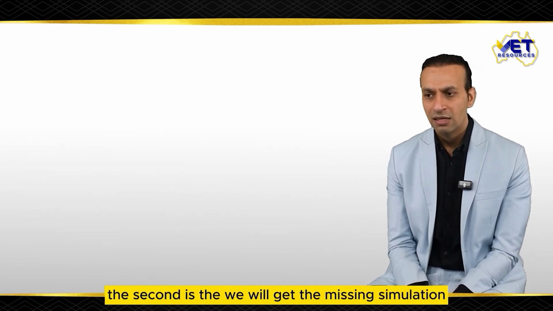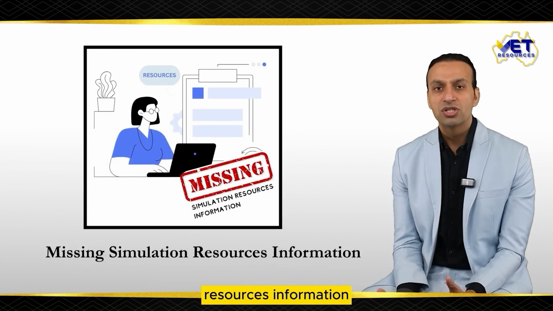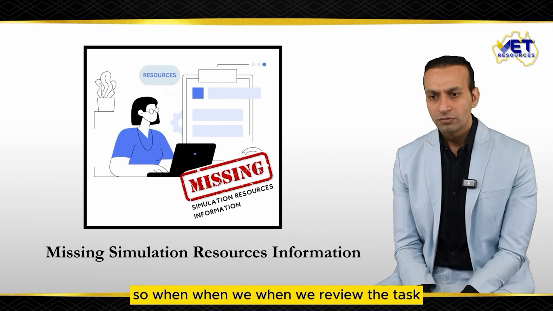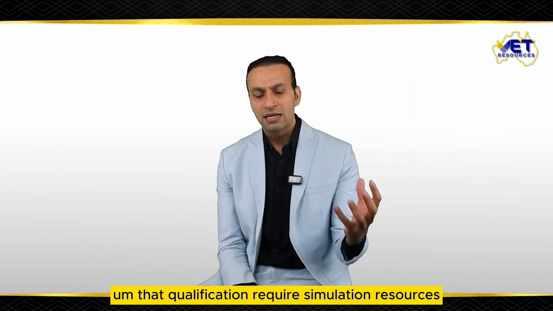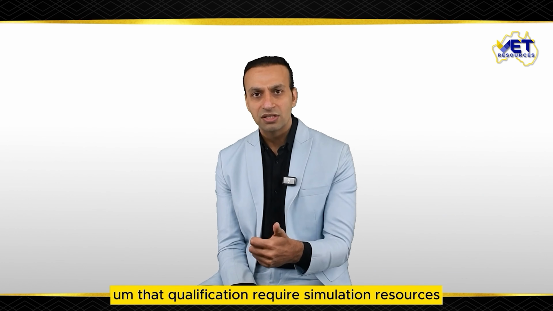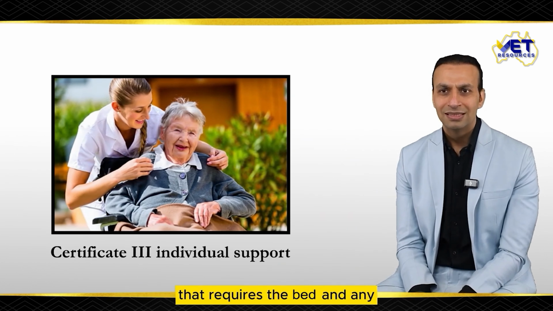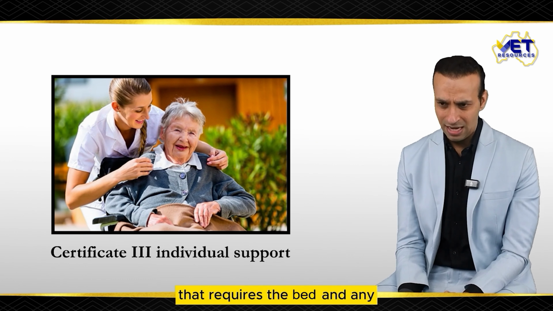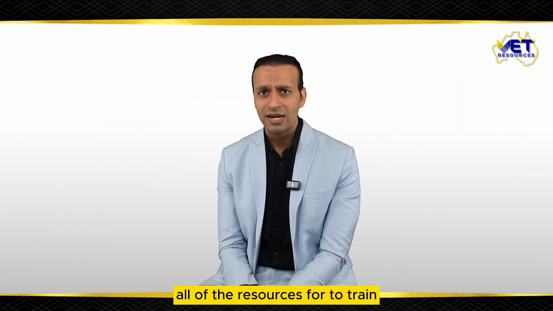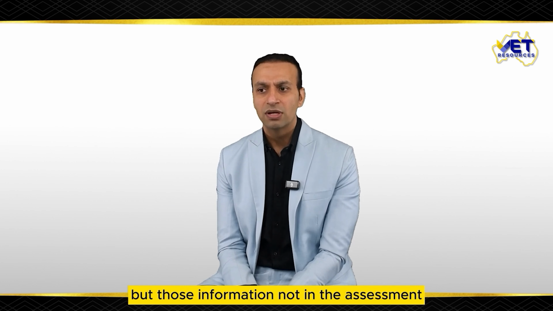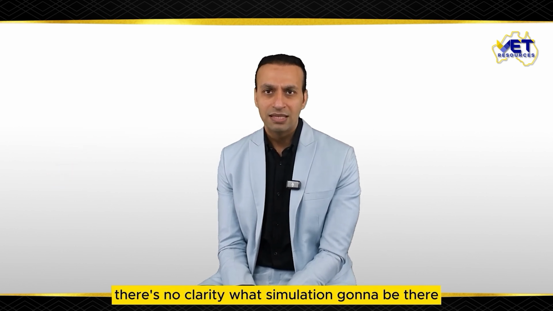The second is we usually get missing simulation resources information. So when we review the TAS, that qualification requires simulation resources. For example, Certificate 3 in Individual Support requires a bed and all other resources to train, but that information is not in the assessment, therefore there's no clarity on what simulation is going to be there.